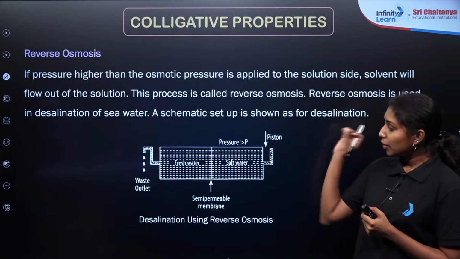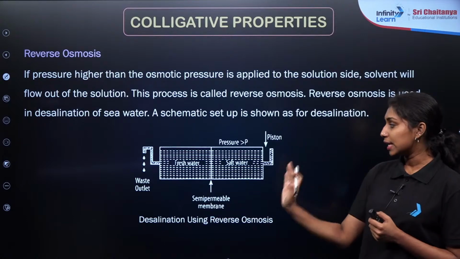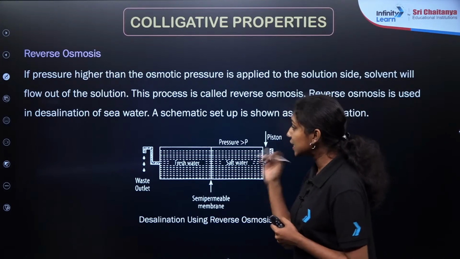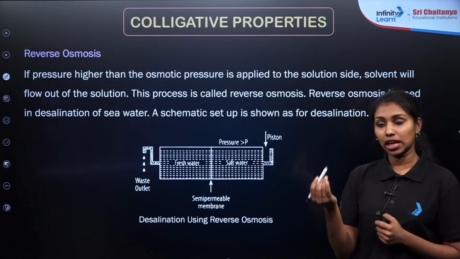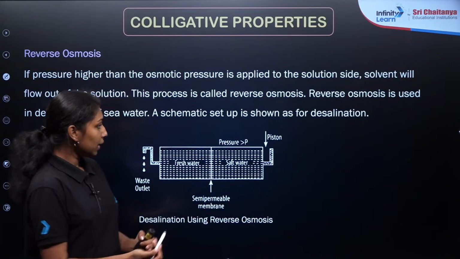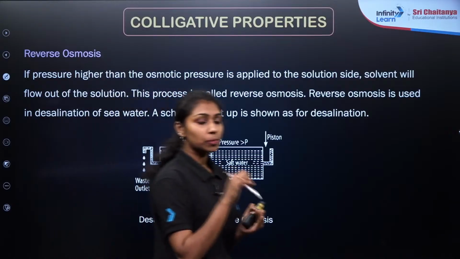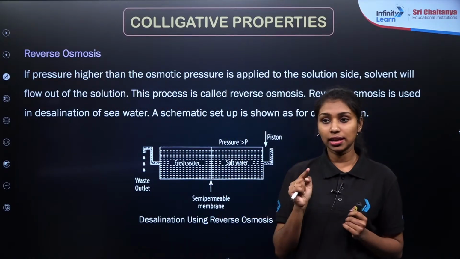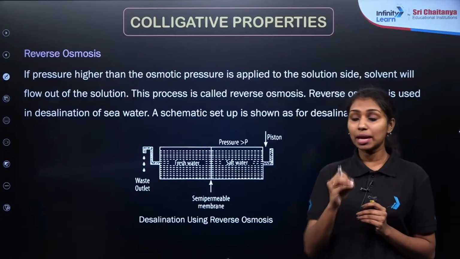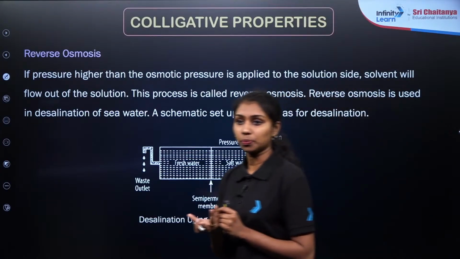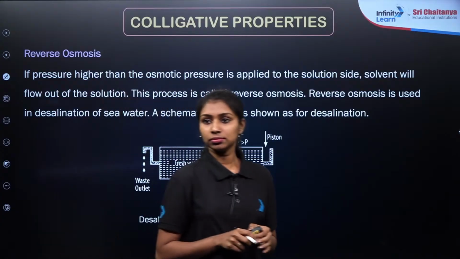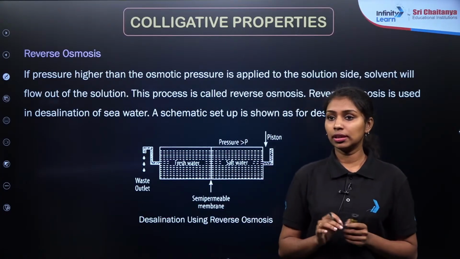So, for example, this is our condition given here: saline water, salt water. If I am applying a pressure greater than the osmotic pressure, what will happen? In general, the osmosis will happen from low concentration to high concentration, right? Low concentration to high concentration. For this application, we need to apply a pressure higher than the osmotic pressure to the solution side. Clear?